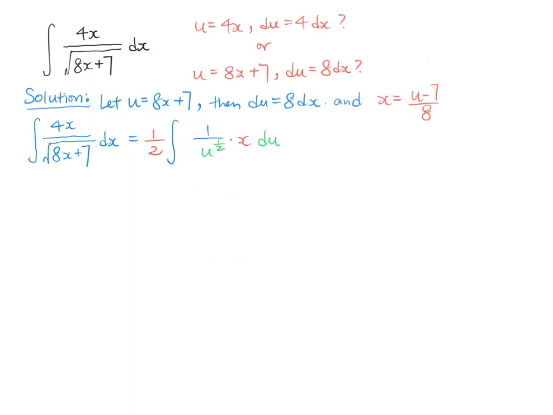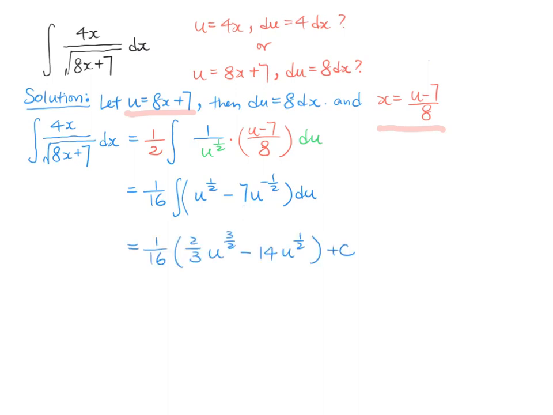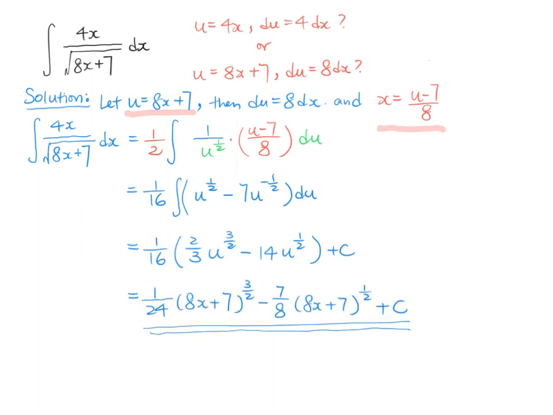But don't forget, u equals 8x plus 7. So if I make x the subject, x actually equals (u minus 7) over 8, right? Then I could substitute this in here, which gives us this. But now what? This could be split into two fractions, right? Which is this. This is good because we know how to integrate this. This is like the reverse of the power rule. And after the substitution, we got the final answer.